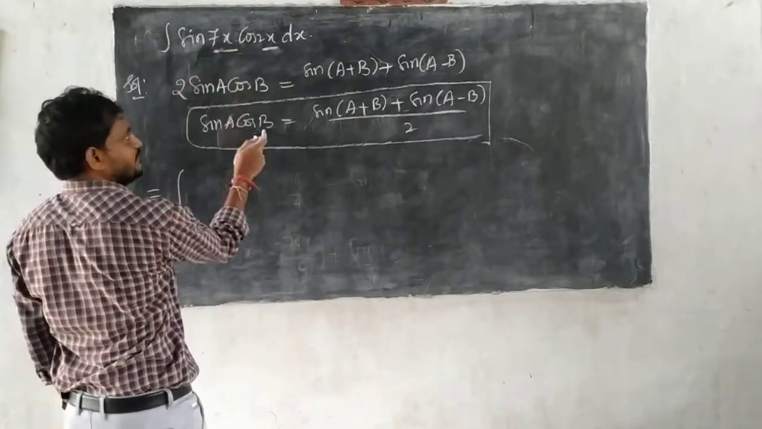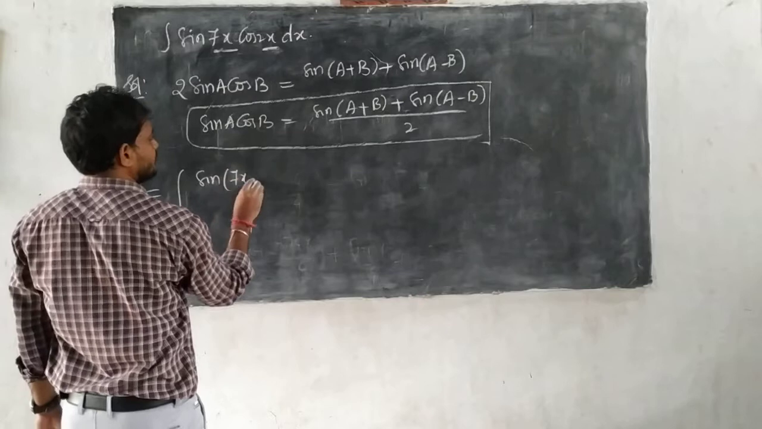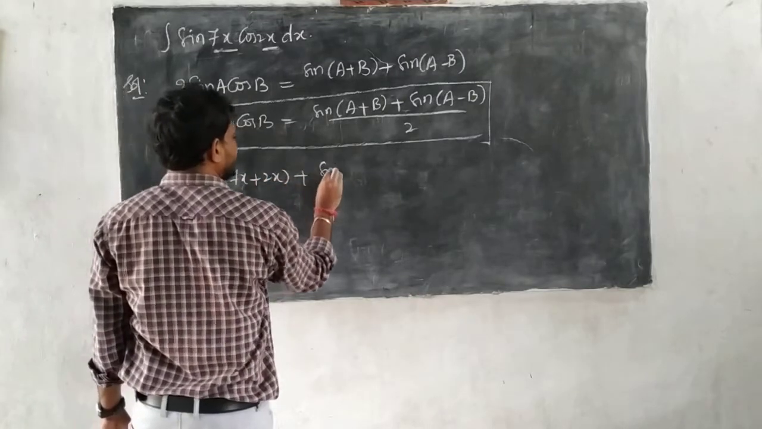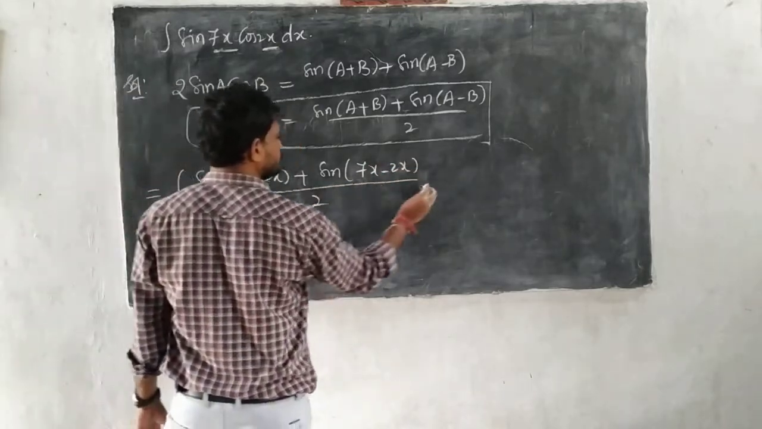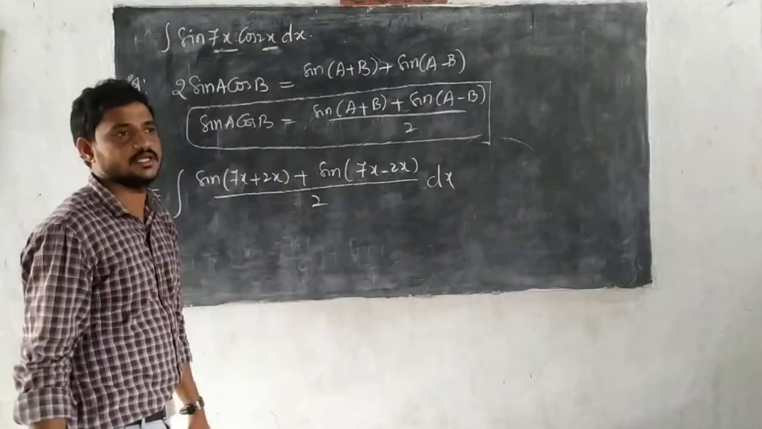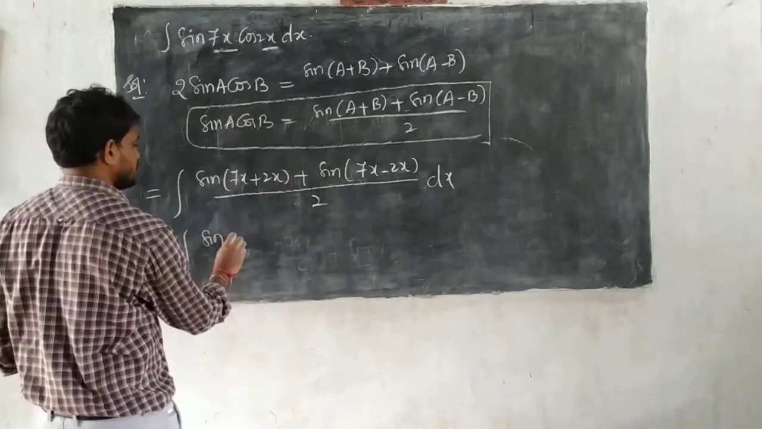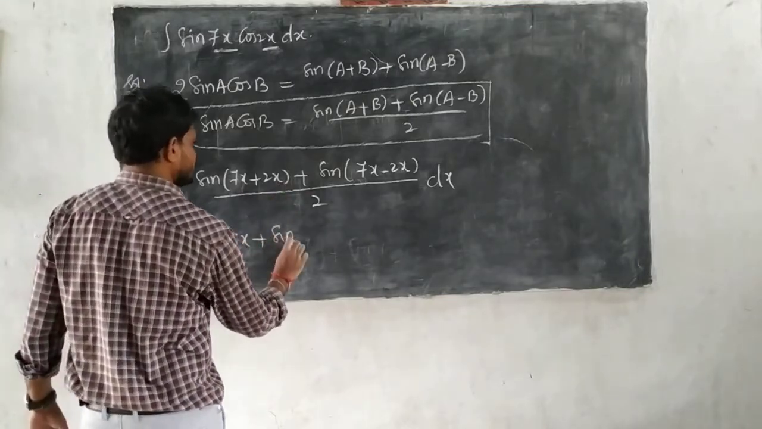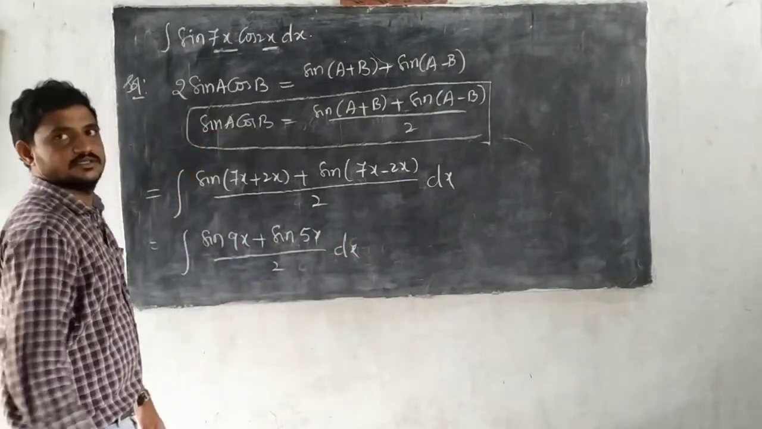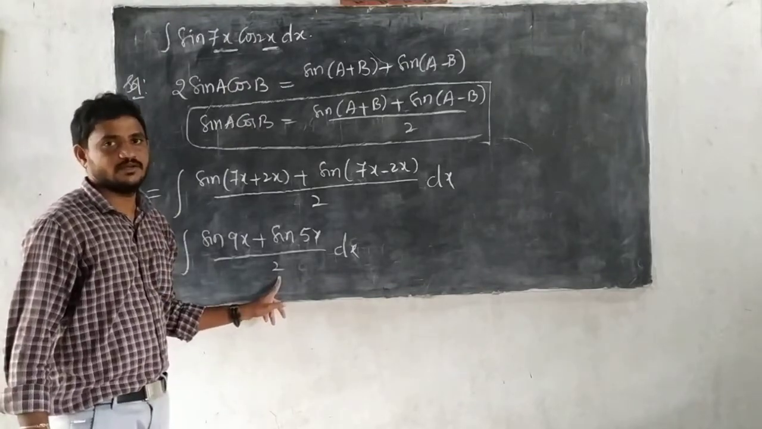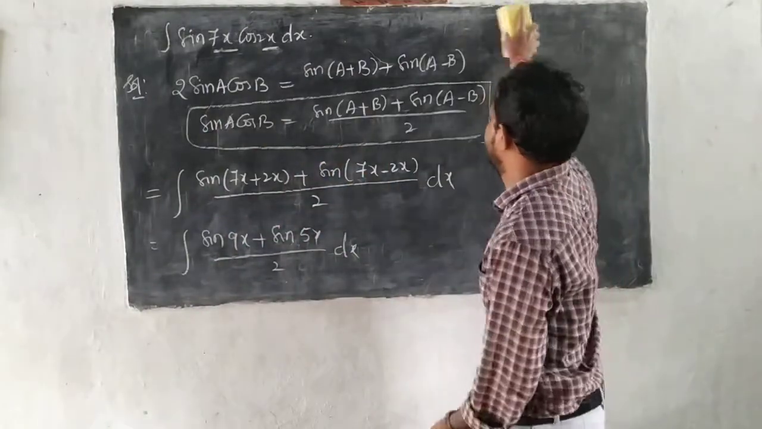Apply this formula sin a cos b. A value is 7x, b value is 2x. So applying this formula, sin of a plus b, 7x plus 2x, plus sin of a minus b, 7x minus 2x, by 2 into dx. So integral sin 9x plus sin 5x by 2 into dx. Then write this 2 outside, because it is a constant.